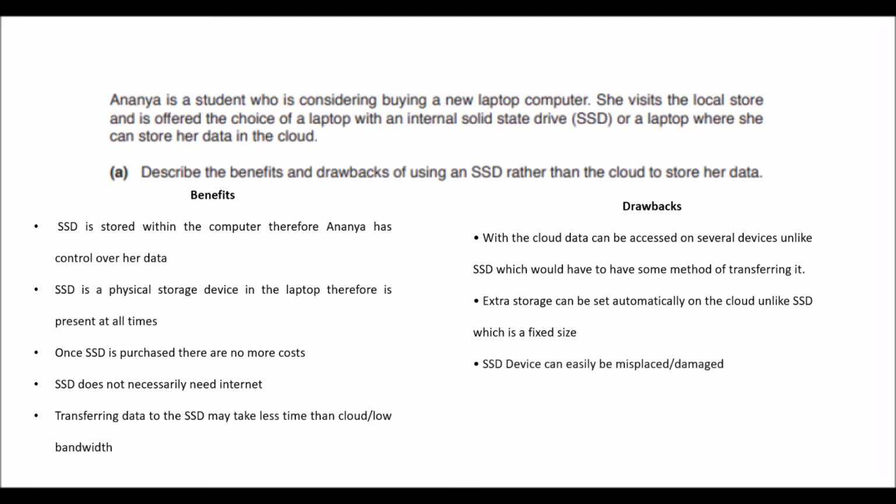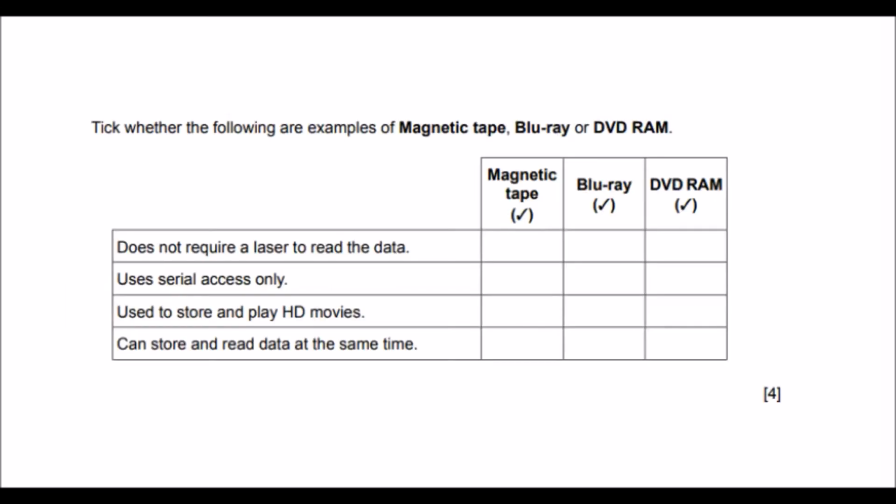So that's an advantage, though you need to buy it, by the way. Then the SSD device can easily be misplaced or damaged as well. But if you save something on the cloud, there is less chance, so nothing like damage here. Then backups are automatic on the cloud. Yes, backups are automatic on the cloud. But if you save something in your computer on SSD, you still need another device to do a backup.